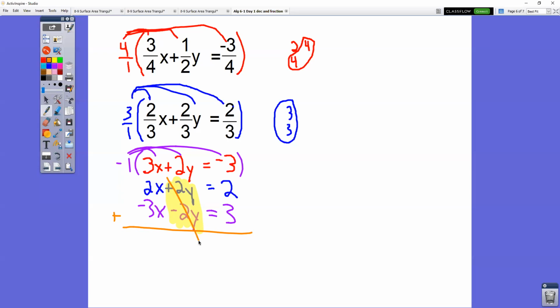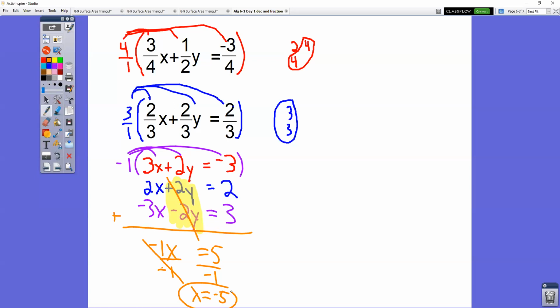We have 2x plus -3x, which is -1x. We have 2 plus 3, which is 5. Divide by -1, divide by -1. And we get that x equals -5. That is one of our answers.